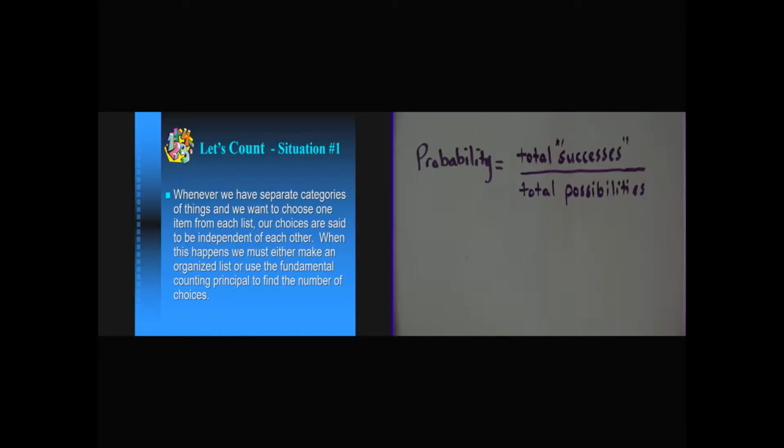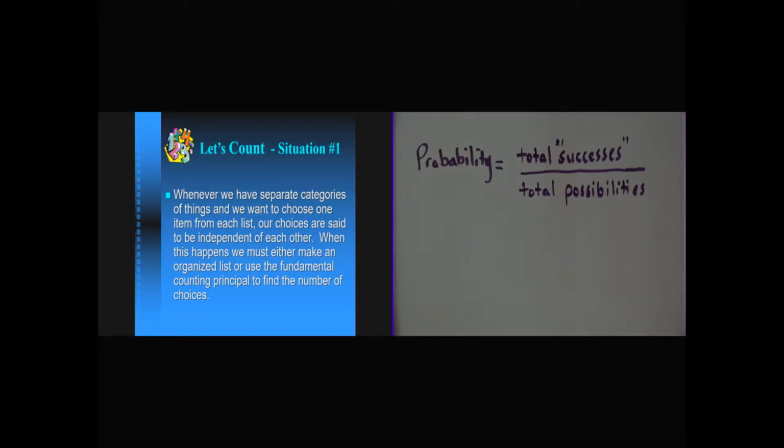Okay. And so with that type of problem, if you'll read along with me, it says, this is a situation number one. And it's whenever we have separate categories of things, and we want to choose one item from each list. And when you're choosing, the choices that you make have to be independent of each other. So like what you choose from one category cannot affect what you choose for the other. And when this happens, you have two options.